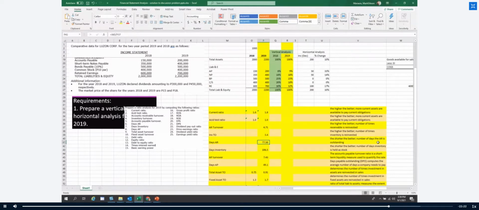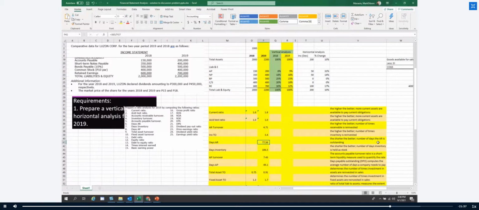But remember, while it's good to increase your customer base, at the end of the day, we need to make sure that we collect these accounts receivable from them. Otherwise, it will impact your liquidity, no? And you don't want that. Okay, so days inventory.